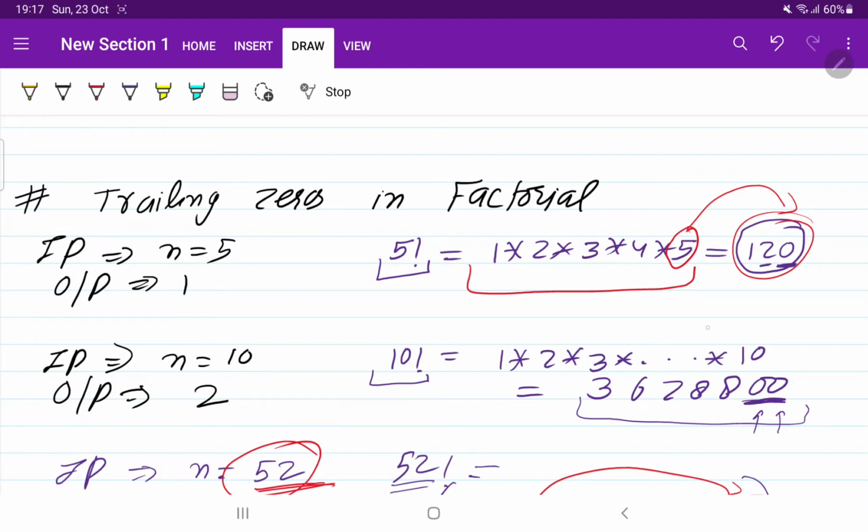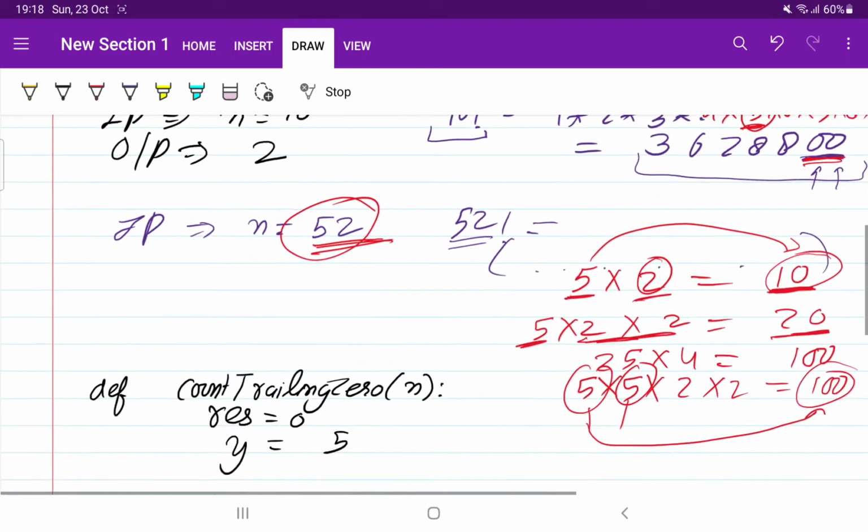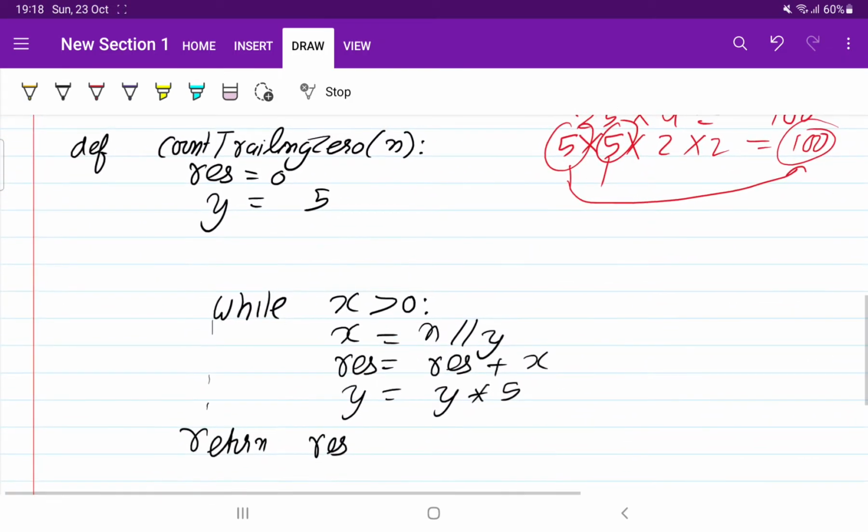Now let us take this example: 4, 5, 6, 7, 8, 9 and 10. One 5 is here, and this 10 is also becoming 5 into 2. So one 5 is here, one 5 is here, so we got 2 zeros. So we got one thing: if we are able to count the number of 5s, then we will get the number of zeros. So our ultimate task is to find the number of 5s. Okay, a little bit of logic is clear to us now.